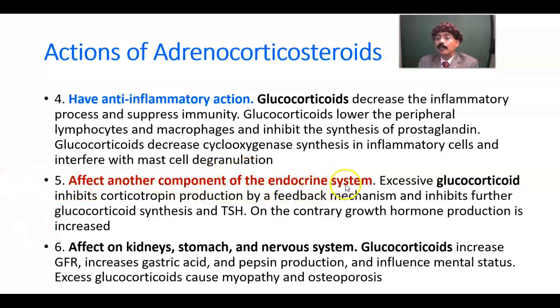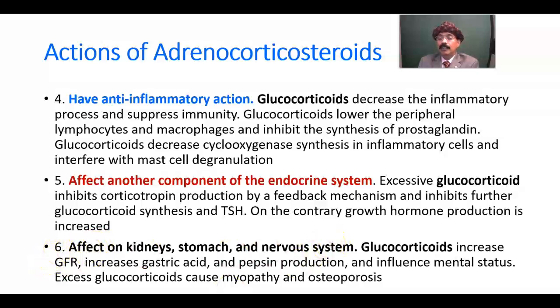It also affects other components of the endocrine system. Excessive glucocorticoid inhibits corticotropin production by a feedback mechanism and inhibits further glucocorticoid synthesis and thyroid stimulating hormone. So it will inhibit these two. On the contrary, growth hormone production is increased by the action of the glucocorticoids.